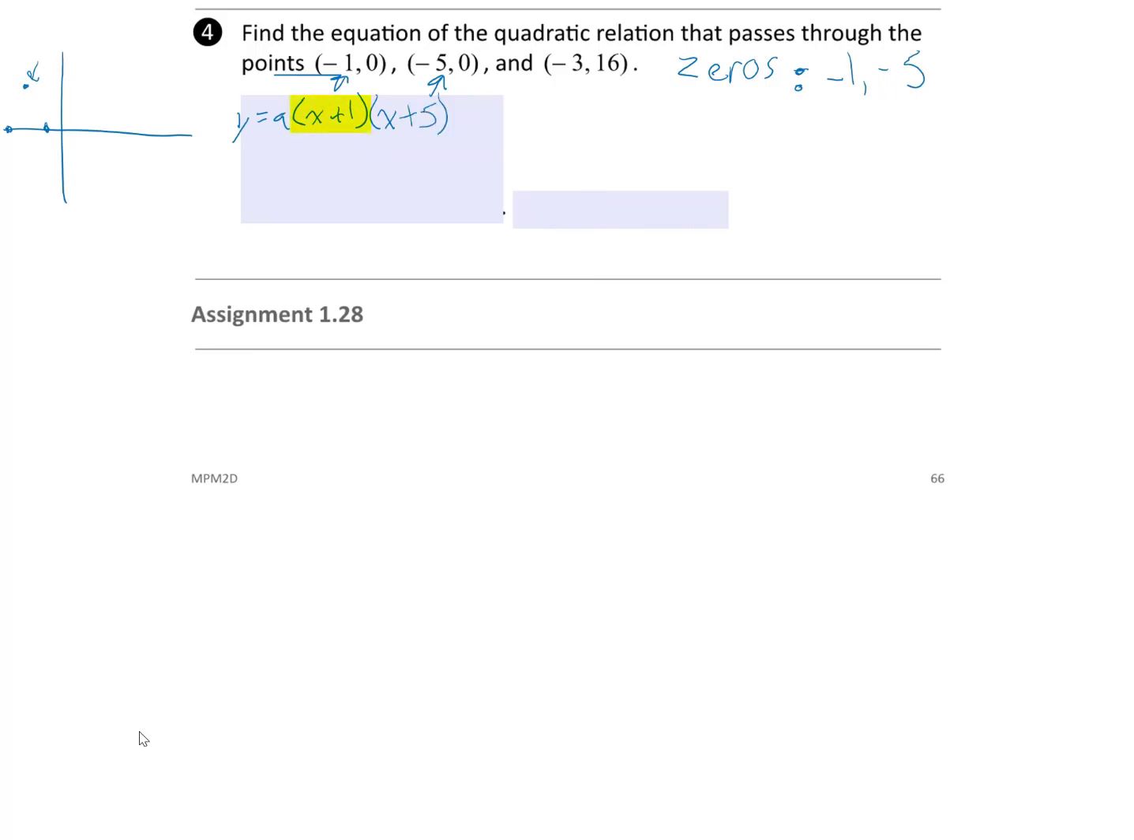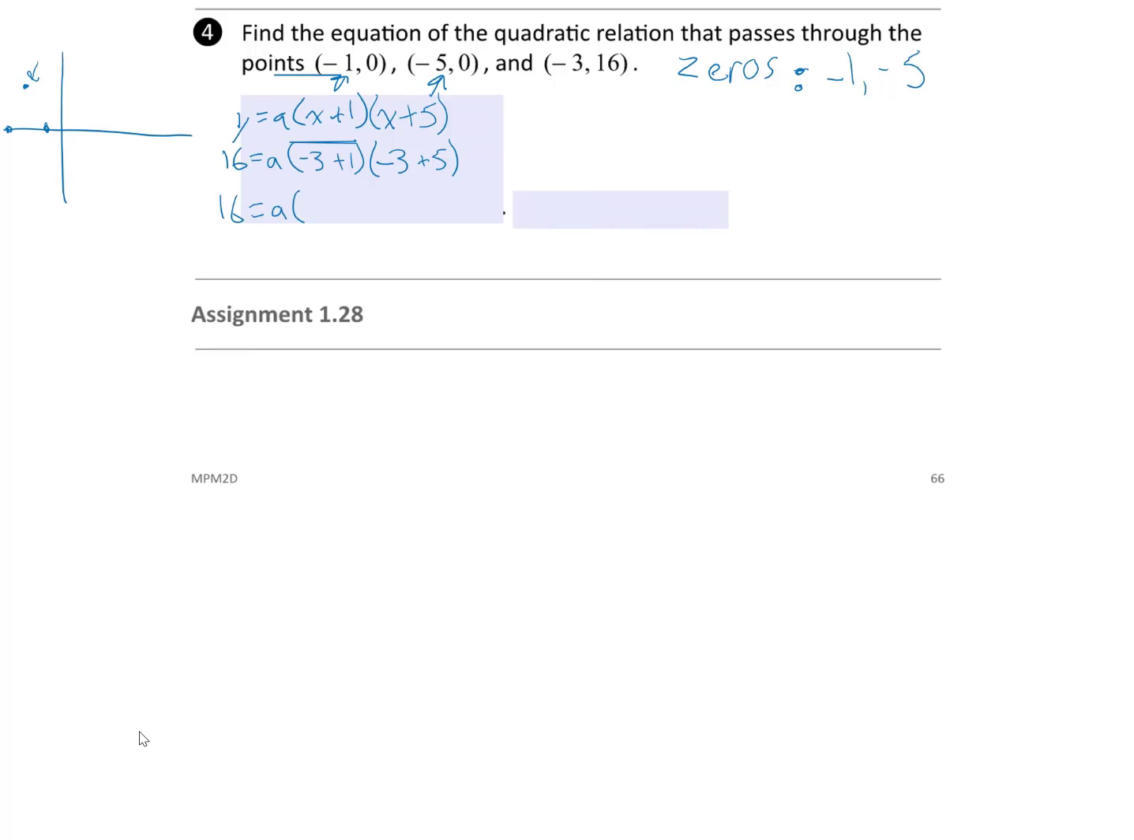Because when you sub in -1 for x, you'll get 0. And if you sub in -5 for x, you'll also get 0. So this still works. We just don't know the a value yet. Now we use our third point that we know is on this parabola, (-3, 16). We sub in -3 for the x values and 16 for the y value, just like we did before. So -3 plus 1 in this first bracket, then -3 plus 5 in the second bracket, and we just solve like we did before.